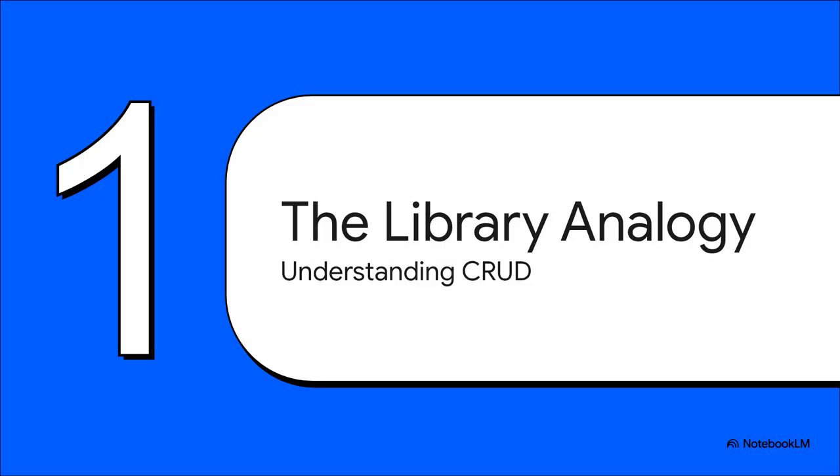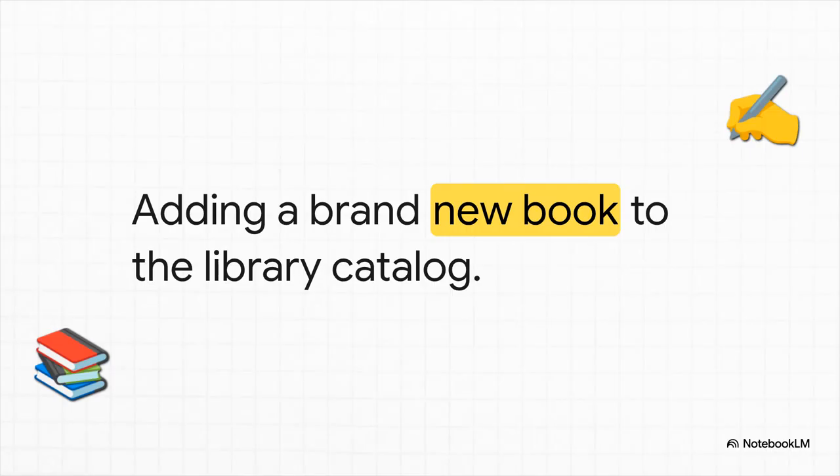Now, before we get into any code, let's make this super simple. Just imagine you're a librarian running a digital catalog. The four main things you do every single day map perfectly to CRUD. So, a brand new book shows up. You fill out a form, title, author, all the details, and you add it to the system. You are creating a new record where one didn't exist before. In the API world, that's your POST request.